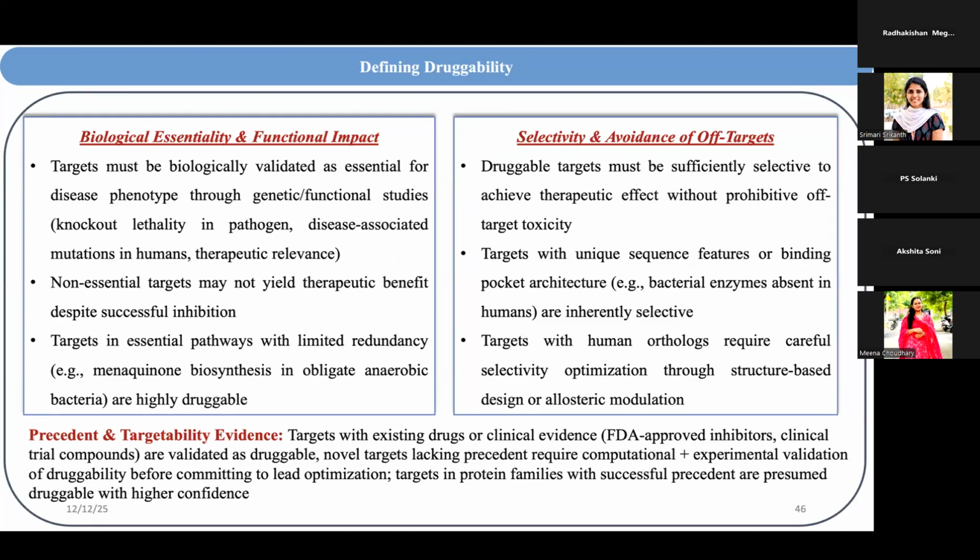The next one is selectivity and avoidance of off-targets. The targets need to be selective enough to avoid off-target effects. If it has unique sequences or features or a binding pocket which are not found in humans, it is inherently more selective. But for targets with human counterparts, in the case of the bacterial ones I'm saying, we need careful design to minimize the side effects, often through structure-based or allosteric approaches.